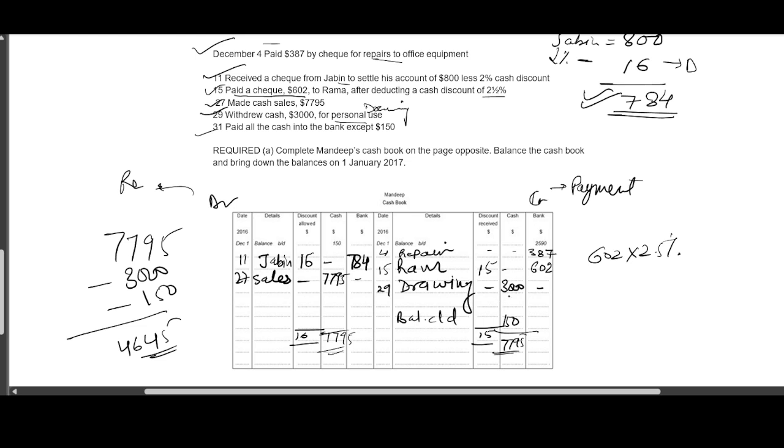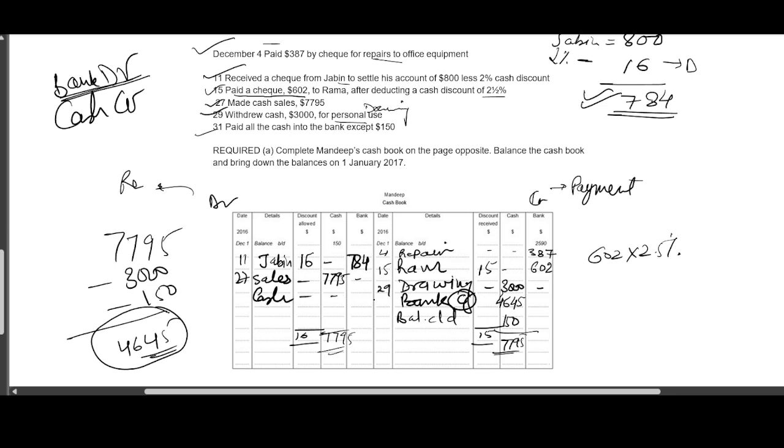Okay, so 4645 is the money left at the end of the month. So this money you have to transfer to your bank account. So bank debit, cash credit. So if the bank is debit, so bank needs to record here, and this is a contra entry, and cash this side in the bank column, 4645. Okay, and this will happen on the 31st December. Okay, 31st. Okay, after this, cash column is settled out, cleared.